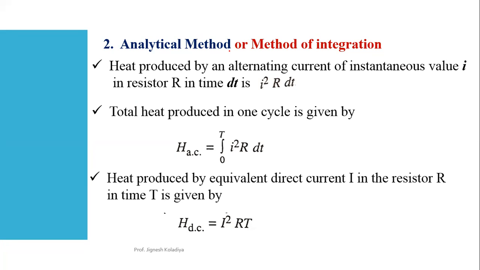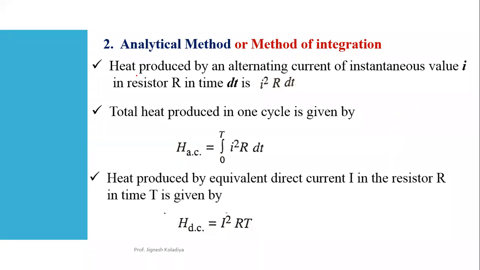Again, the fundamental concept is the same: you must have one value of heat generation due to AC and another value of heat generation due to DC, and then you have to compare both these values, AC and DC. If you equate them, you will get the RMS value. Okay, so let us see, the same thing we have done in the previous method also.